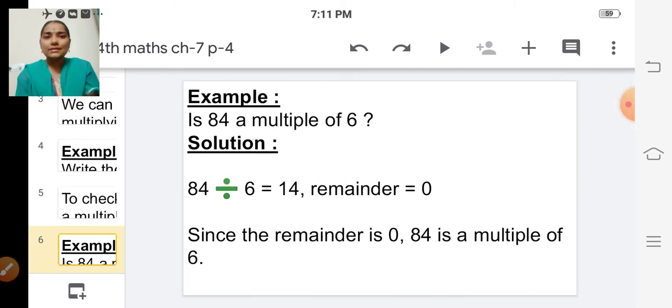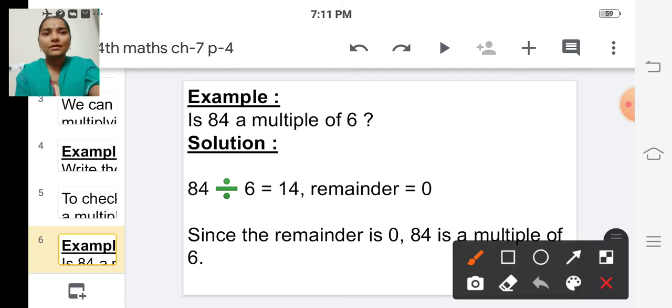Yes. So is 84 a multiple of 6? So we are going to check whether the larger number 84 is a multiple of 6. For that, what we have to do? We have to divide 84 by 6. If we get the remainder as 0, then 84 is a multiple of 6. Okay. So if we get any other number as a remainder, then 84 is not a multiple of 6. Okay, shall we divide? Yes.